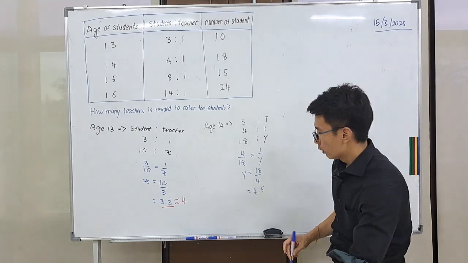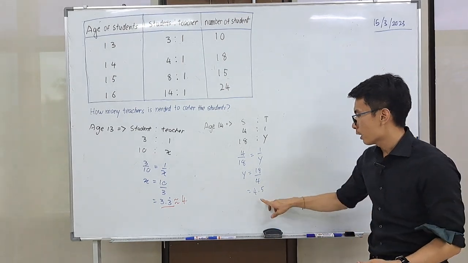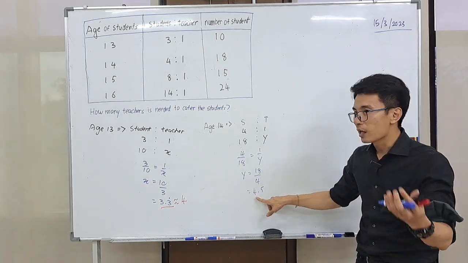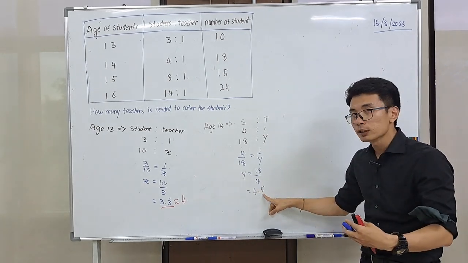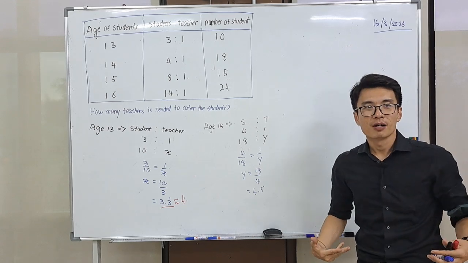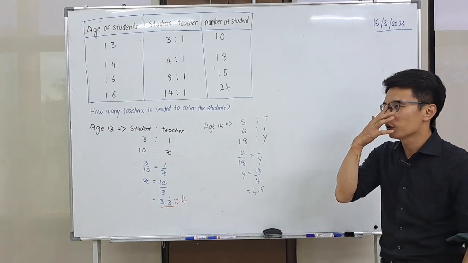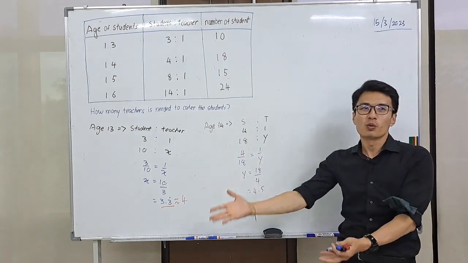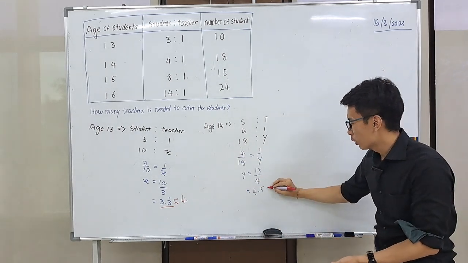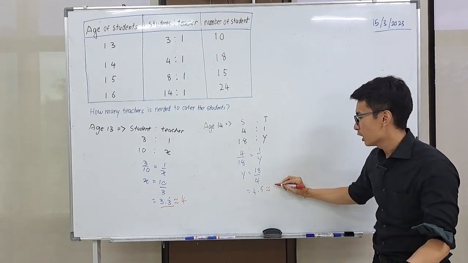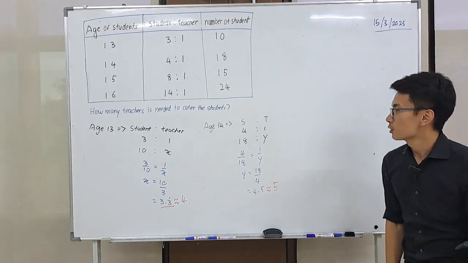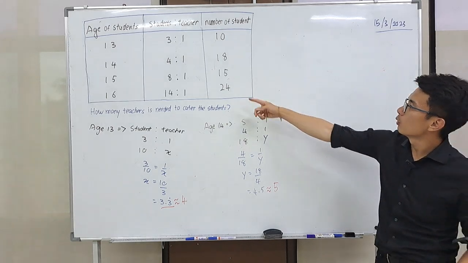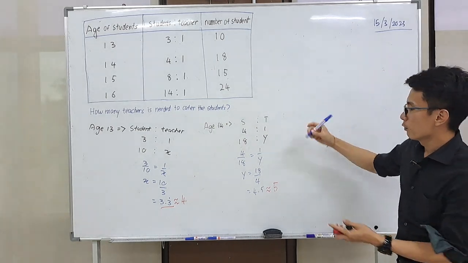4.5. Now 4.5 here is like saying that I need 4 teachers and another teacher that is just half of them. We can't have that, because we know that we can't just cut off the teacher and expect the teacher to work, right? So we will round this up to 5 teachers. Okay, so we will continue with age 15.